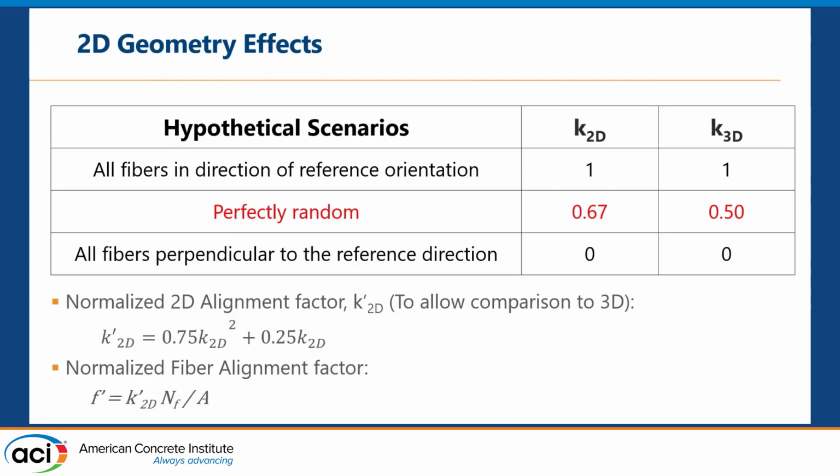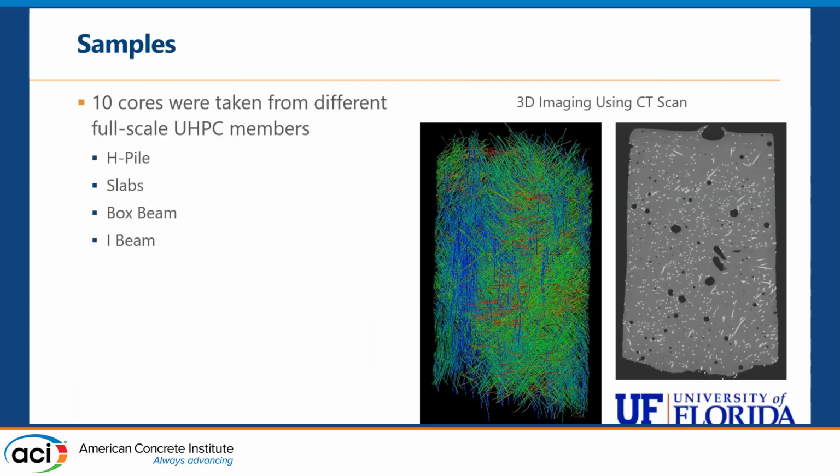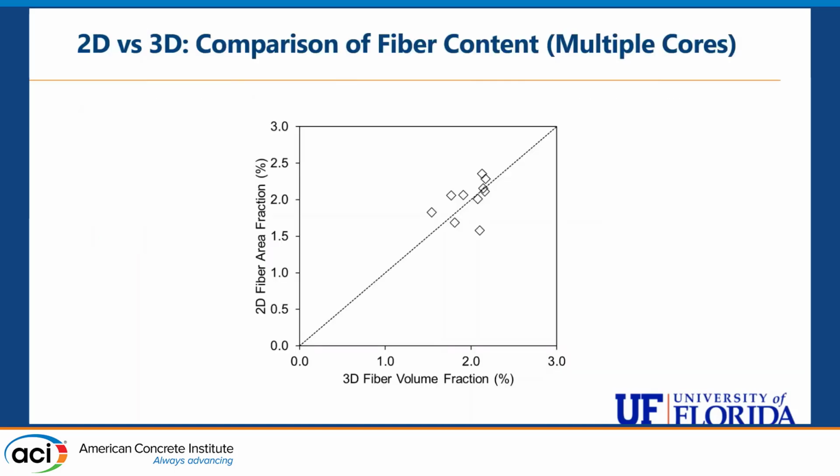So in order to compare between the 2D and the 3D analysis, we use a simple quadratic equation to normalize the 2D alignment factor K, and we call it K prime. And consequently, we also have a normalized fiber alignment factor. So to compare between 2D and 3D, we got 10 cores taken from different UHPC members. The 3D image analysis was done by Dr. Kite Riding and Megan Voss. And then we compare the results.